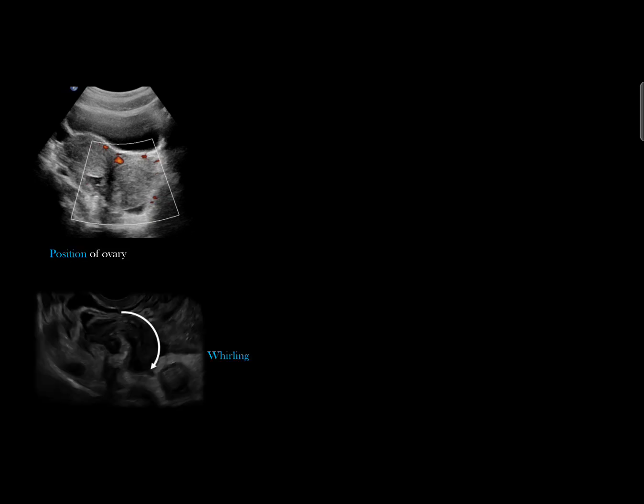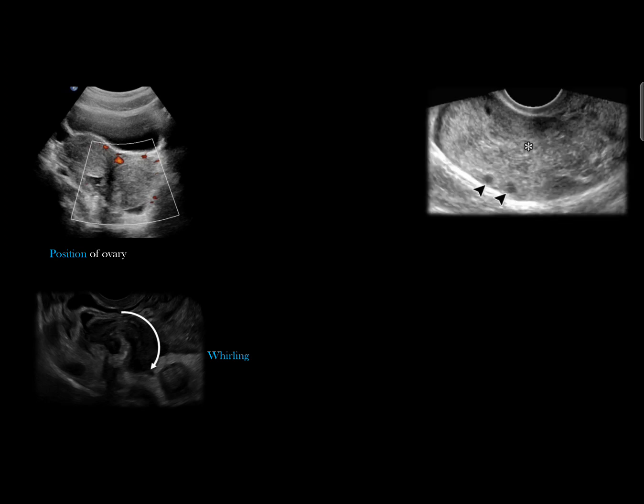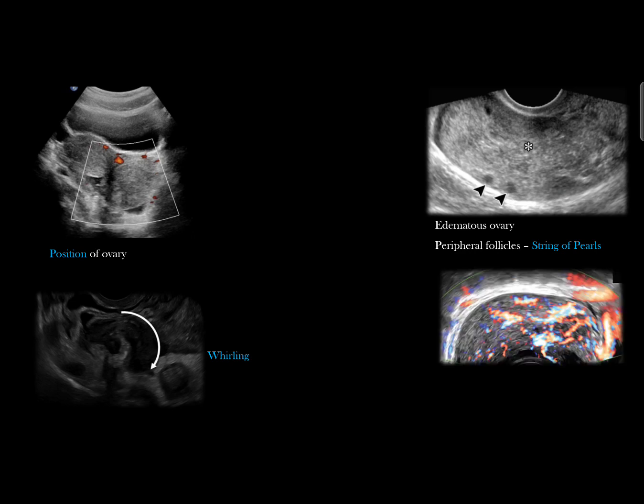If we are able to demonstrate the whirlpool sign of the pedicle, it is considered highly specific for the presence of an ovarian torsion. The earlier mentioned finding of ovarian edema is very well appreciated. It can be seen as an ovarian enlargement, and the central part of the ovary appears echogenic, and the follicles tend to get pushed towards the periphery in a string of pearls manner.